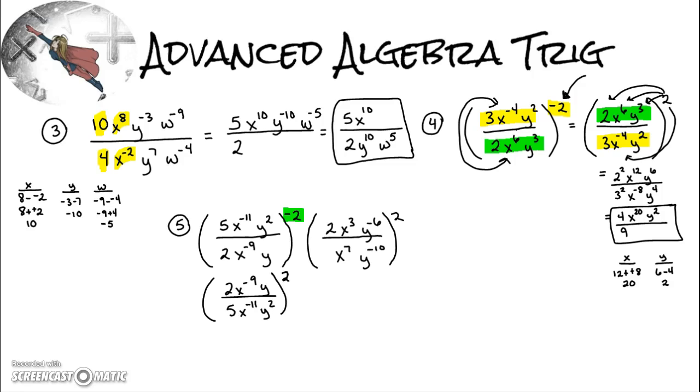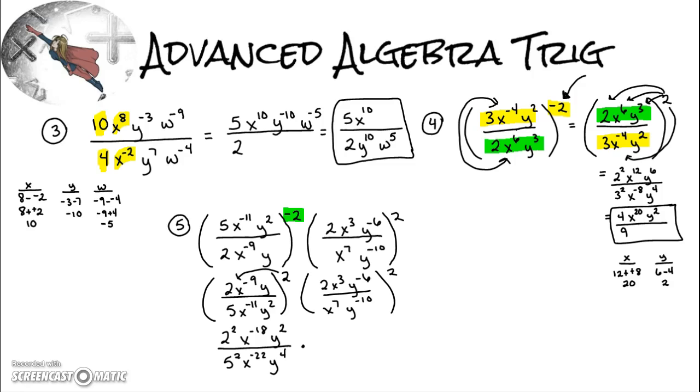And then that makes this just a positive squared power. And then I just will recopy this whole other fraction. Nothing yet is going to change in that. Now I distribute these outside powers. So I'm going to go through and do all that. I'll have 2 squared, x to the negative 18th, because you're multiplying, y to the second, over 5 to the second, x to the negative 22, y to the fourth.